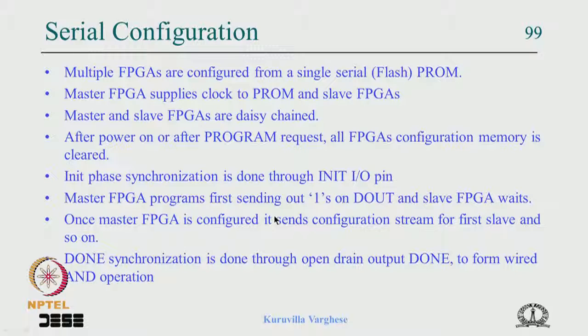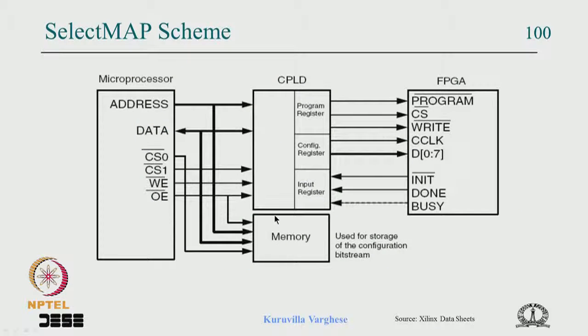All that I have done is elaborate on the SelectMAP scheme, where you have a CPU and an FPGA. Normally you have a synchronous byte wide or 2 byte wide data bus to program the FPGA, and these are the pins: program, chip select, write, clock and data. This is a synchronous bus, with INIT, DONE and BUSY as well. Now the issue with such a bus is that most processor buses are not synchronous, like the microcontroller bus may not be synchronous. So you may have to translate the bus protocol of the processor to this synchronous protocol.